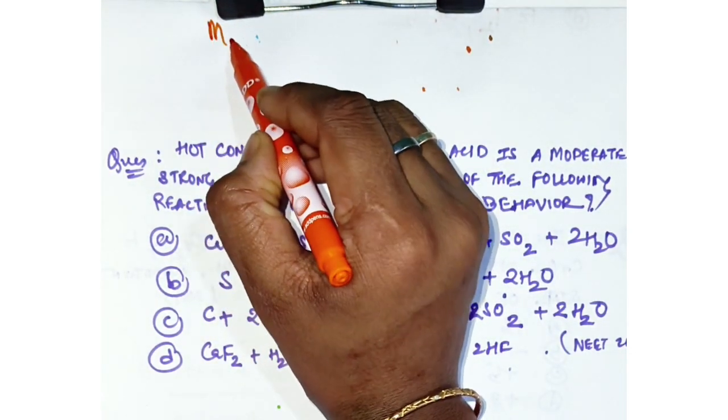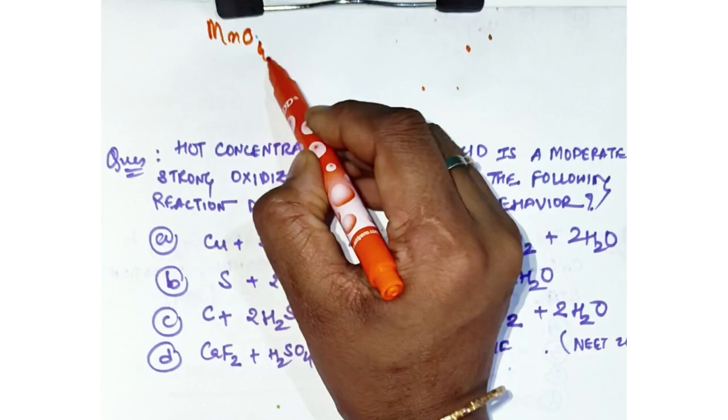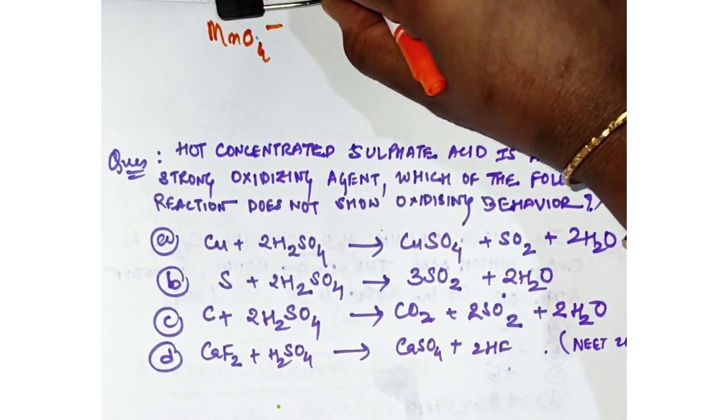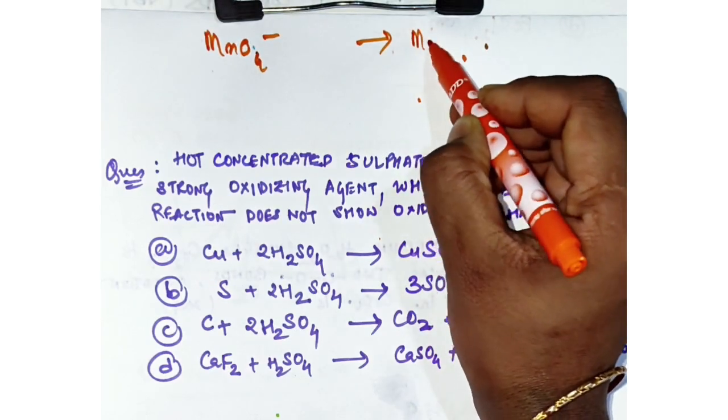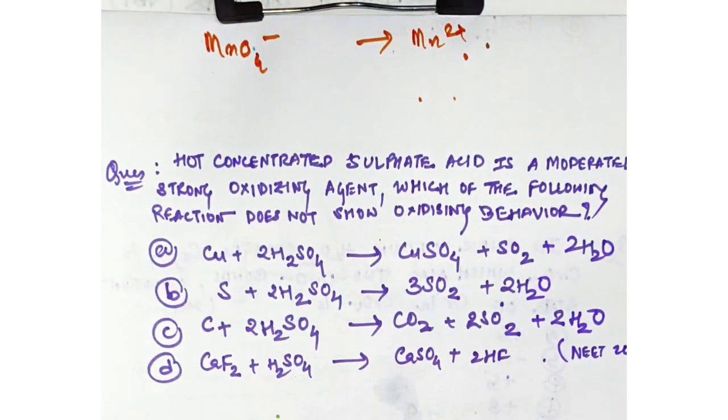So we will write the half cell reaction, that is here MnO4- gives you Mn2+, and it is done in the case of acidic medium.